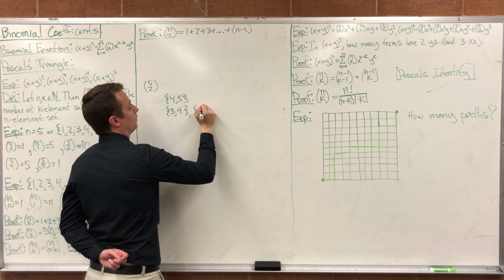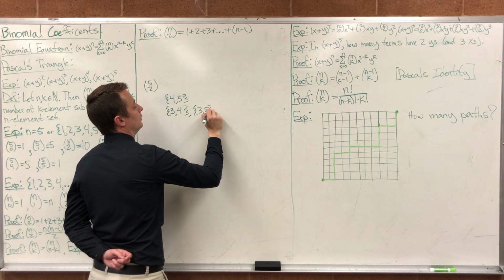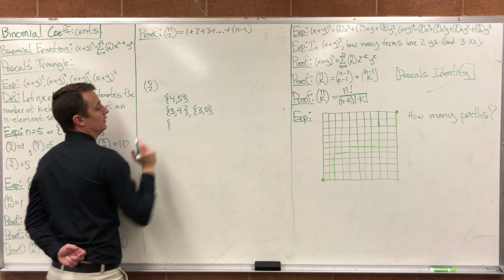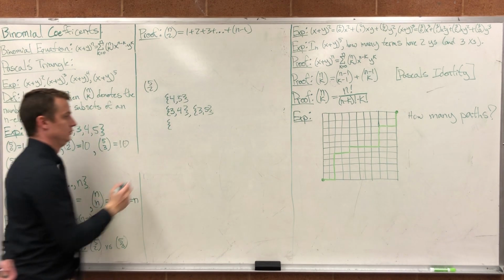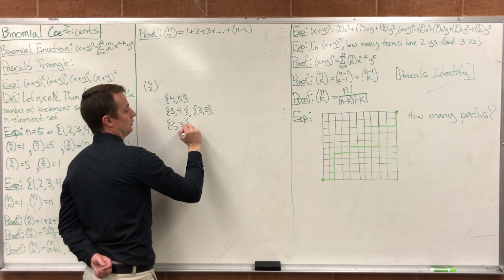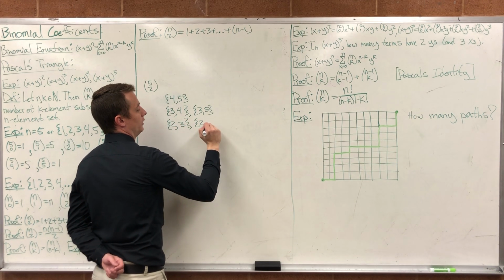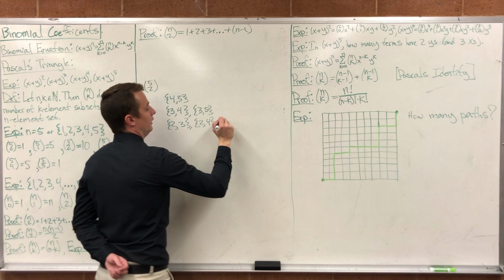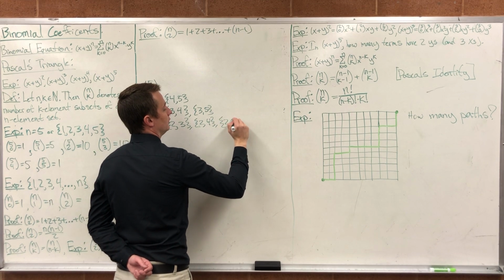Or I can do 3, 5. And how many ways if 2 is our smallest element? 3. I can do 2, 3. I can do 2, 4. And I can do 2, 5.